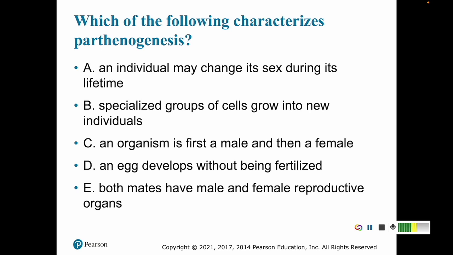Which of the following characterizes parthenogenesis? Is that A, an individual may change its sex during its lifetime? Is that B, specialized groups of cells grow into new individuals? Is that C, an organism is first a male and then a female? Is that D, an egg develops without being fertilized? Or is parthenogenesis E, both mates have male and female reproductive organs?